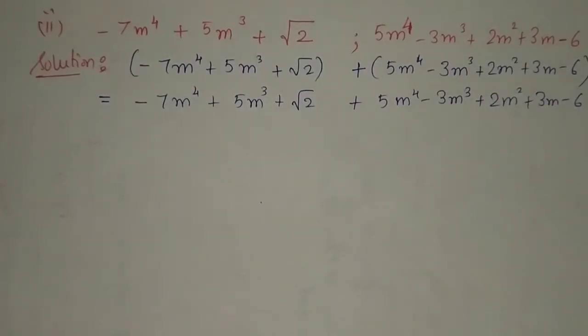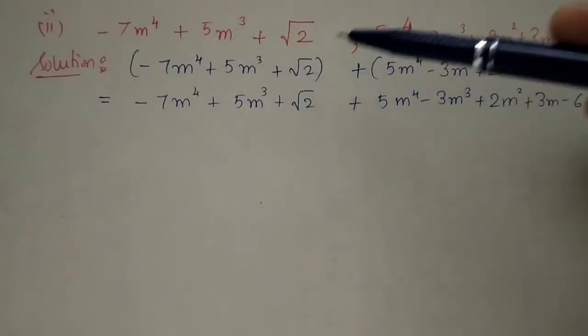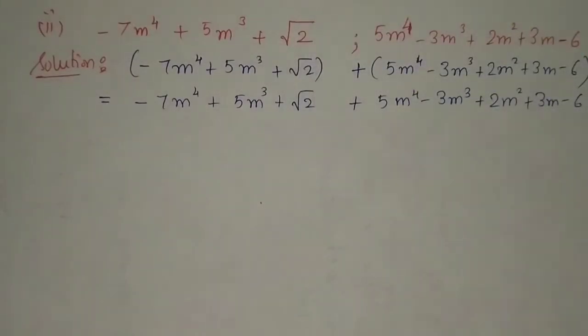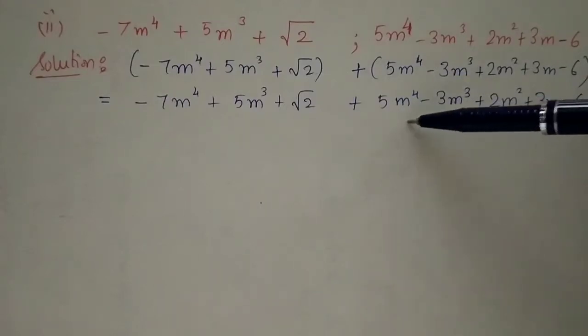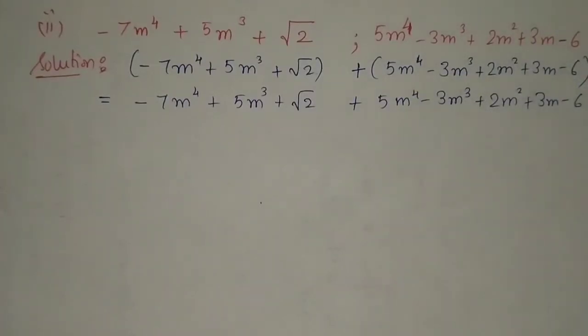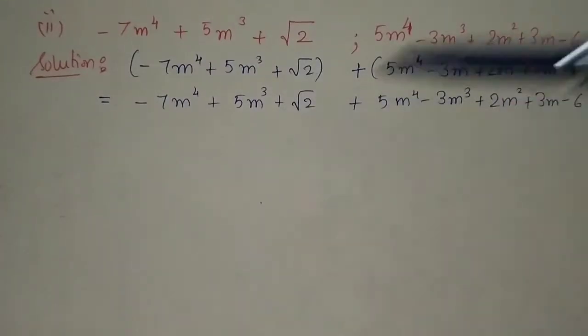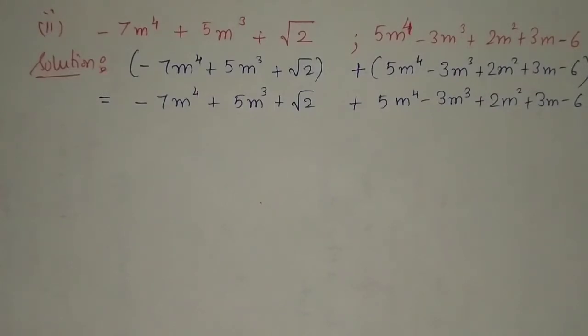Now in the second question we have minus 7m raised to 4 plus 5m cube plus root 2, and we have the second polynomial also. So the first step is to put both the polynomials in brackets. So I've put this in a bracket and this also in a bracket. Since there is a plus sign here, the signs remain as they are, they do not change. Now in the next step we are going to arrange them in a proper order, and I'm going to add the like terms.